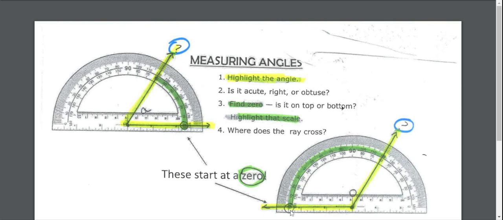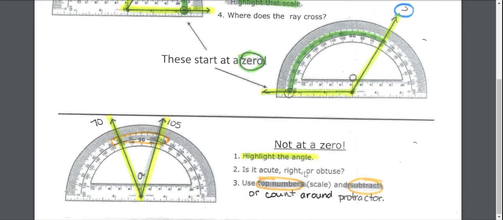Let's look at this angle. Here, this is obviously a big obtuse angle. It's nice and wide. This time, 0 is on top, so I highlighted the top numbers, and I can start counting again. Here's 10, 20, 30, 40, 50, 60, 70, 80, 90, 100, 110, 120. So this is a 120-degree angle. When it starts at one of the zeros, it's pretty easy. You just have to make sure you're using the right set of numbers, either top or bottom.